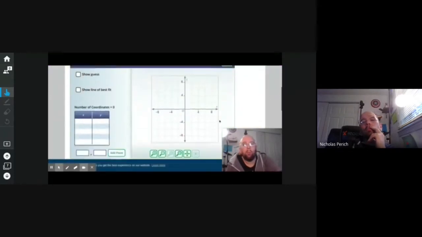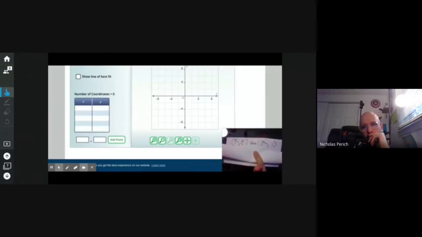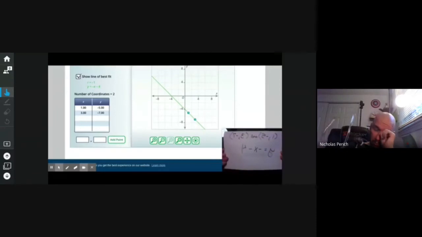And there it is. Now, let's just say I'm given a problem where I ask you to find the line of best fit between these 2 points: 1, -5 and 3, -7. I want to find the equation of a line connecting those points. I go down to where it says add points, and I type in my 2 points: 1, -5, add point, and 3, -7, add point. Once you have at least 2 points typed out, you can click on show the line of best fit, and it gives you the equation for the line of best fit. In this case, my equation is y equals -x minus 4. So the equation of a line connecting 1, -5 and 3, -7 is y equals -x minus 4.